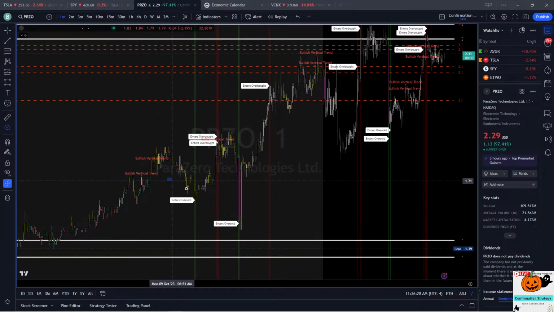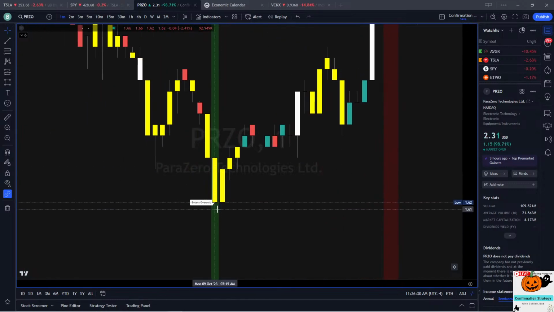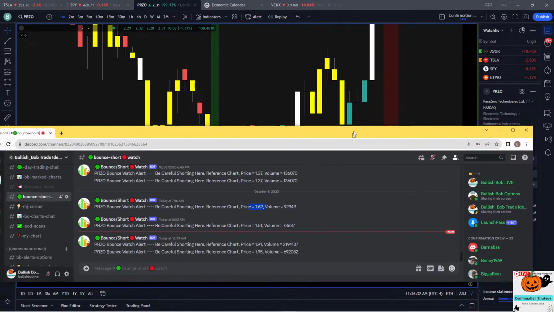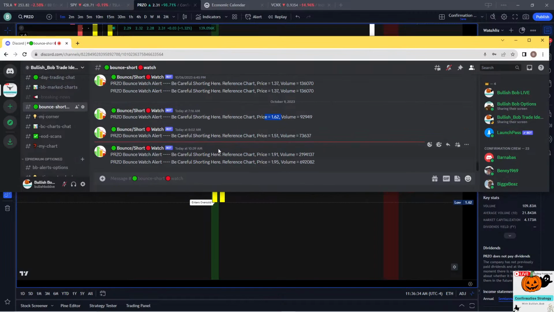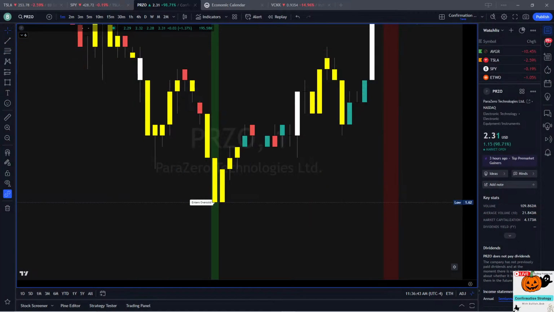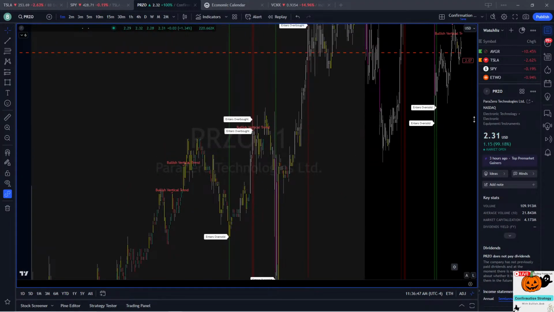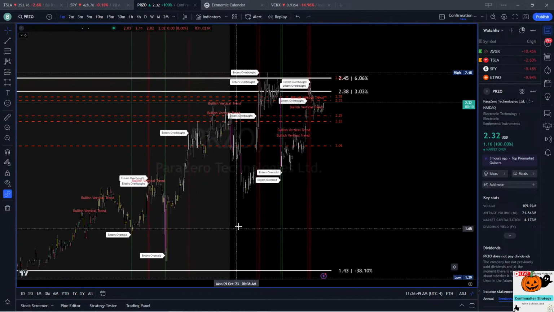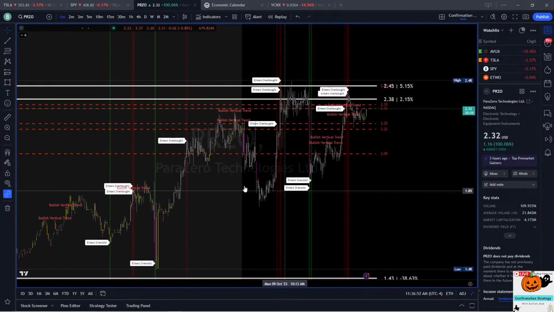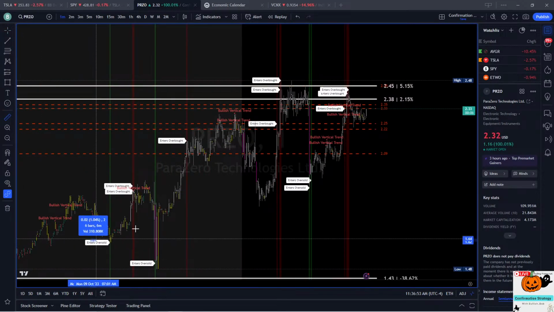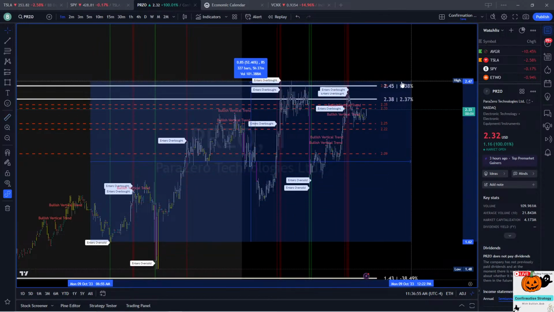If we zoom in, this was the first alert that we had in our chat this morning. If I pull this over, you'll see that this was the very first alert that we had this morning, $1.62, reference the chart, and it's a bounce watch alert, not a short watch. So we know it could possibly bounce from here. Well, it sure did. If I zoom on out, and this is from our private Discord, you'll have all of these alerts that will come right through and let you know where these levels are. This is up 52%. That's where it hit up from there.